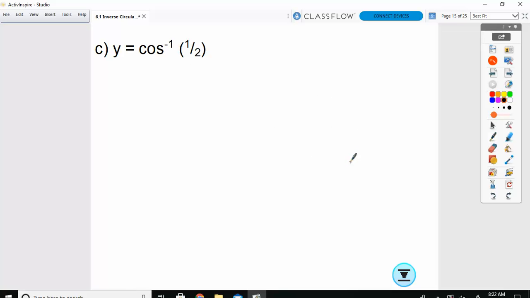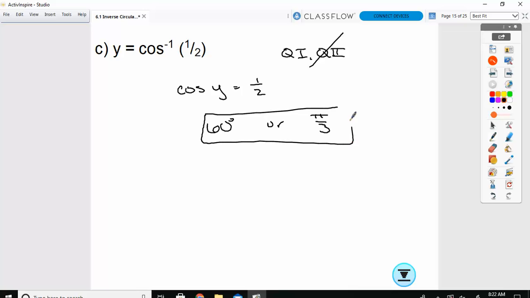Another one, cosine inverse of 1/2. So cosine inverse means quadrants 1 or 2, but it's positive, so that's quadrant 1. So all this means is when is cosine 1/2? 60 degrees. Since we're in quadrant 1, that's our answer. Or if I said radians, it would be pi over 3.